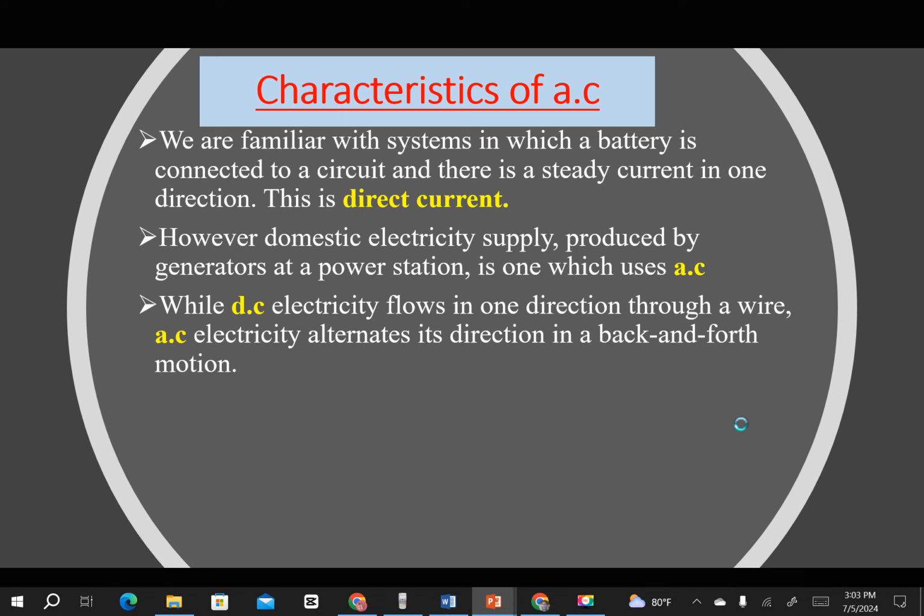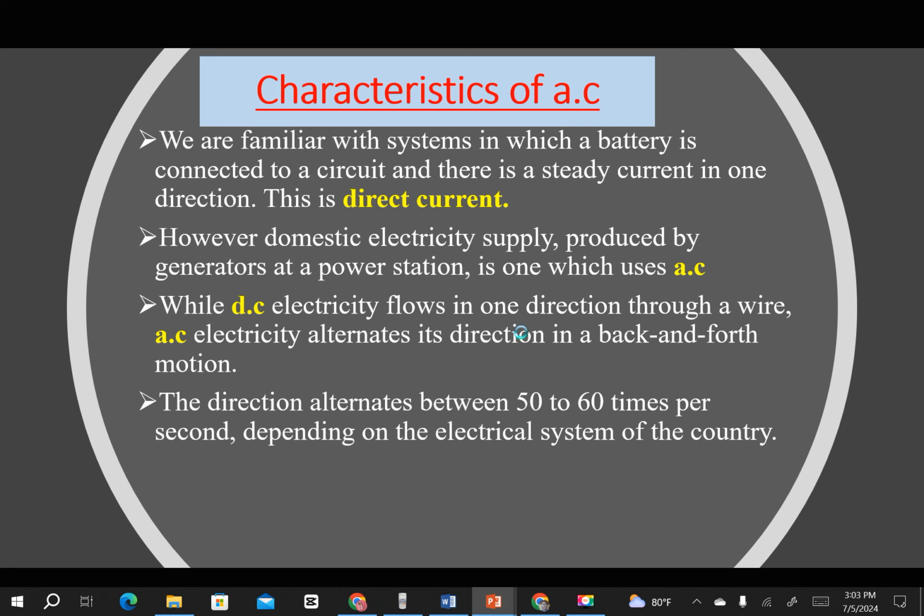So while DC electricity flows in one direction through a wire, alternating current alternates. As the name suggests, it keeps changing direction. So alternating current alternates its direction in a back and forth motion, as we shall explore in more detail. So you might be asking yourselves, what is very special about this alternating current? Before we go into that, the domestic power supply is generated at a rate of between 50 to 60 times per second.